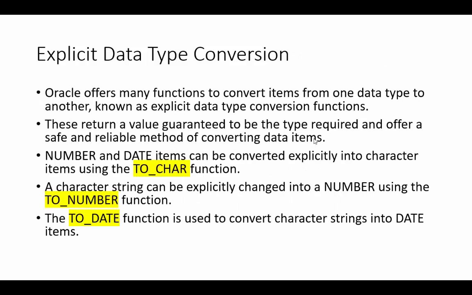For explicit data type conversions, Oracle offers many functions to convert items from one data type to another, known as explicit data type conversion functions. These return a value guaranteed to be the type required and offer a safe and reliable method of converting data items. Number and date items can be converted explicitly into character items using the toChar function. A character string can be explicitly changed into a number using the toNumber function. The toDate function is used to convert character strings into date items.